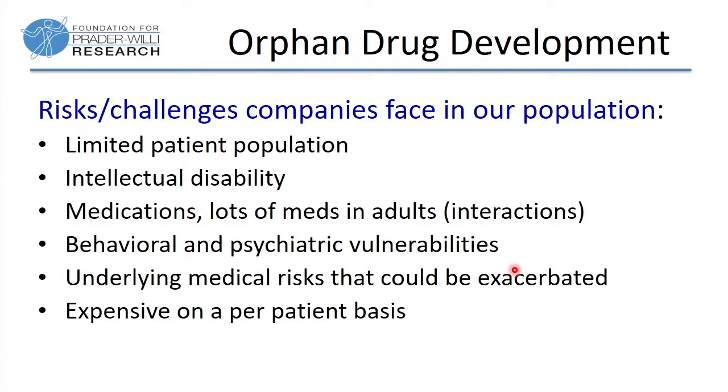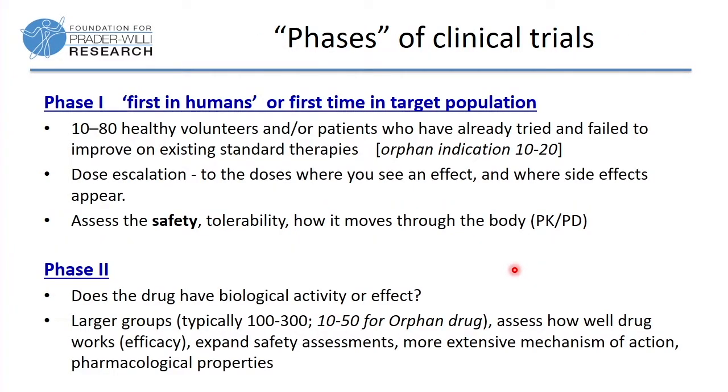So a company has to weigh those things and decide whether the PWS route is the best thing for their drug. I'll just talk briefly about the phases of clinical trials. Most drugs go through phase 1, phase 2, phase 3 trials. The phase 1 is sometimes called the first-in-human trial.